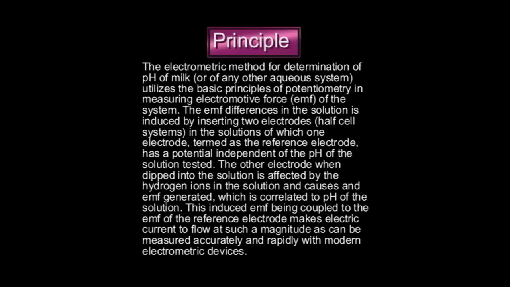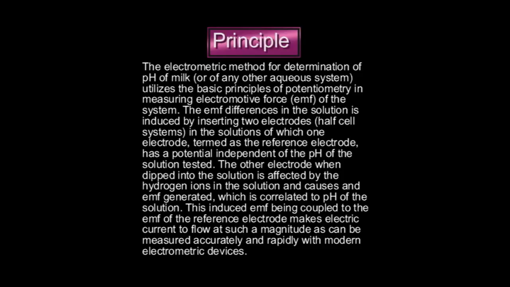Principle. The electrometric method for determination of pH of milk or of any other aqueous system utilizes the basic principles of potentiometry in measuring electromotive force, that is EMF, of the system. The EMF differences in the solution is induced by inserting two electrodes of half cell systems in the solutions, of which one electrode, termed as the reference electrode, has a potential independent of the pH of the solution tested.